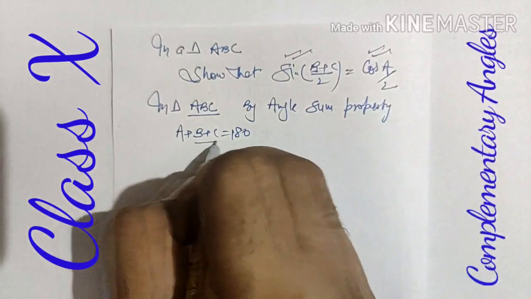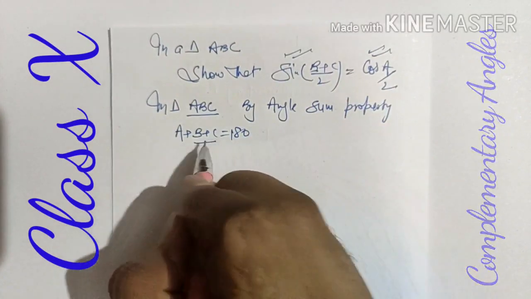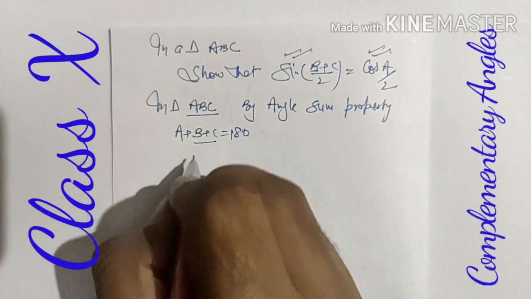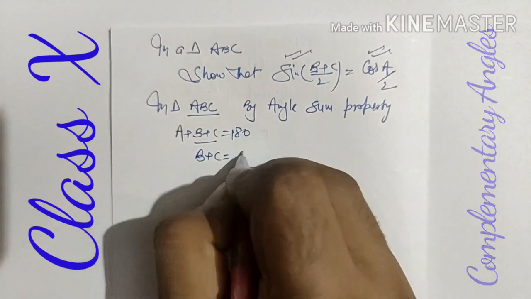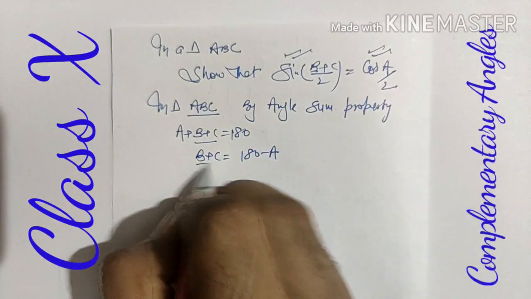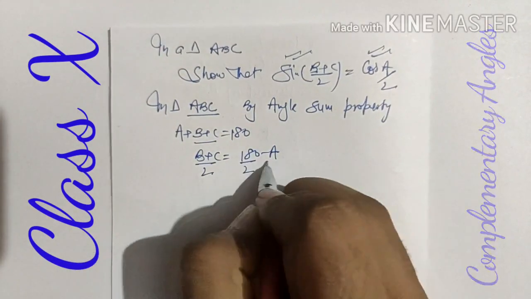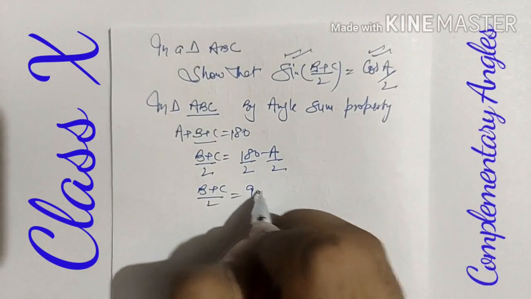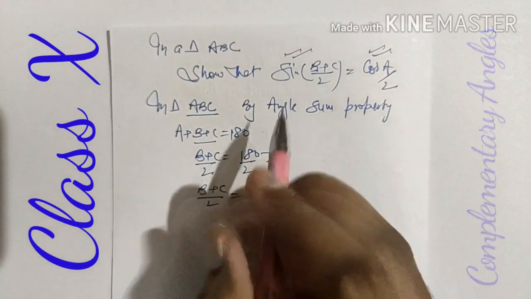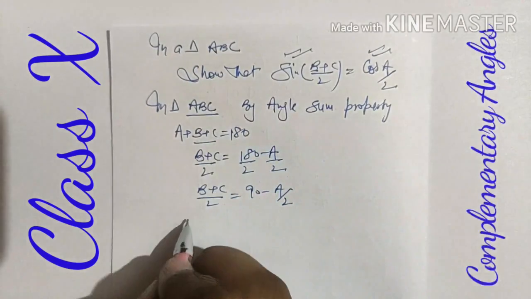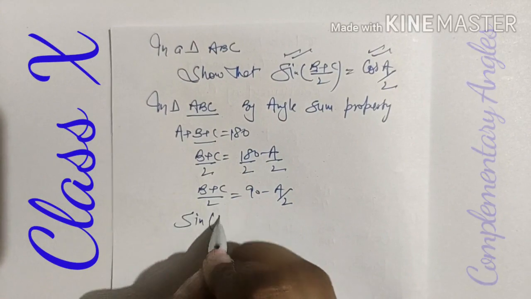We need here B plus C. In an exam, any grouping of two angles from these three may be asked. Here it is given B plus C. So shifting A to the other side. According to the question, divide by 2. So divide by 2 on both sides. B plus C by 2 becomes 90 minus A by 2. Here the sine function is applied. Any function may be asked. So according to the question, we are applying the sine function on both sides.